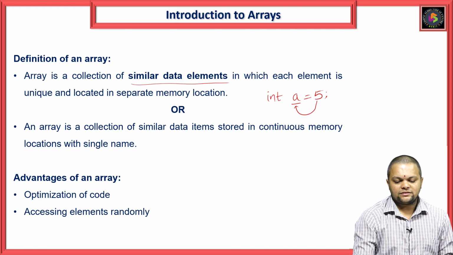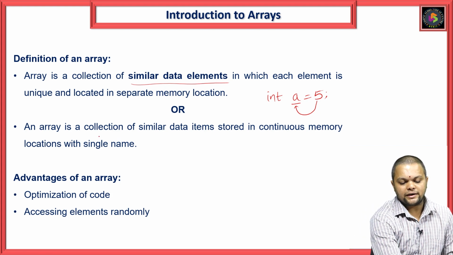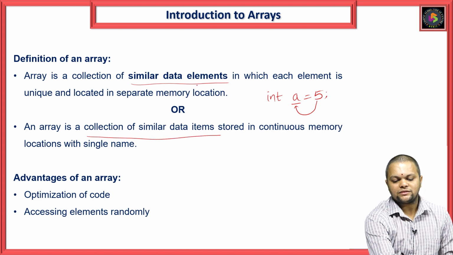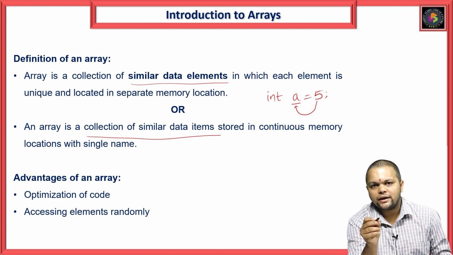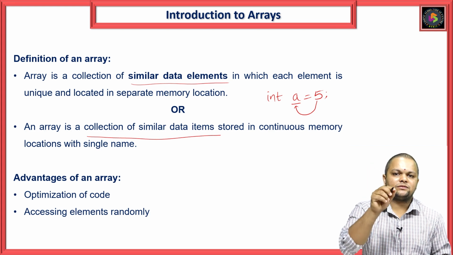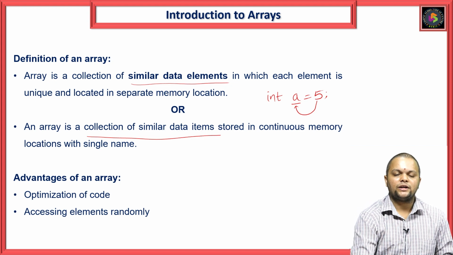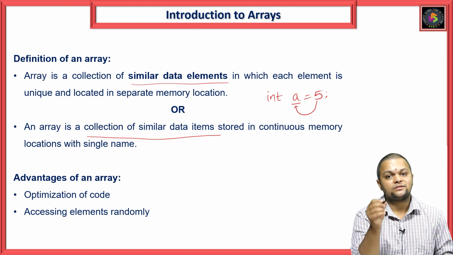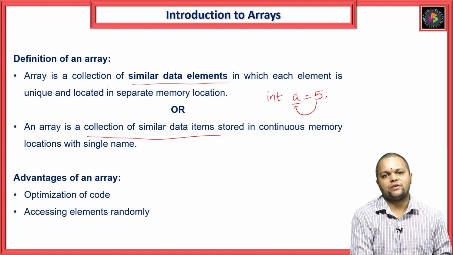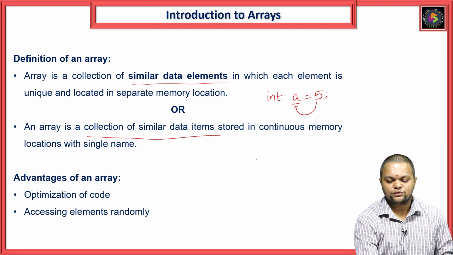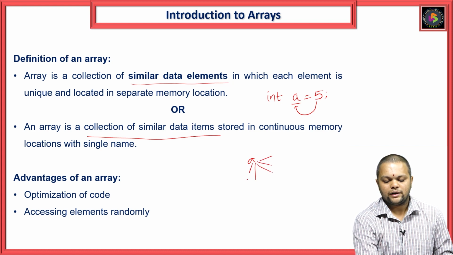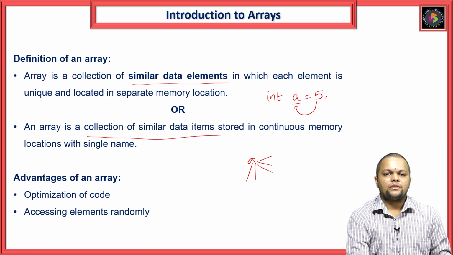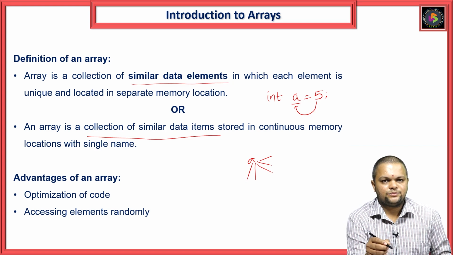Or we can say it is a collection of similar data items. We can call it an element or an item. Or we can say it is a particular data place, stored in continuous memory allocations with a single name, not with other names. If I want to store details of a student, I need to use a single name and keep the details of all marks 1, 2, 3, 4, like this. That can be done using arrays.